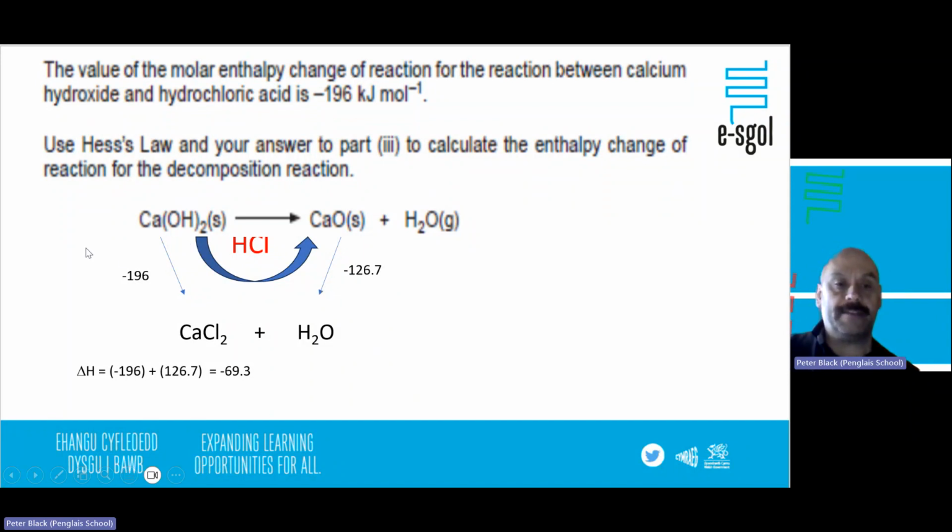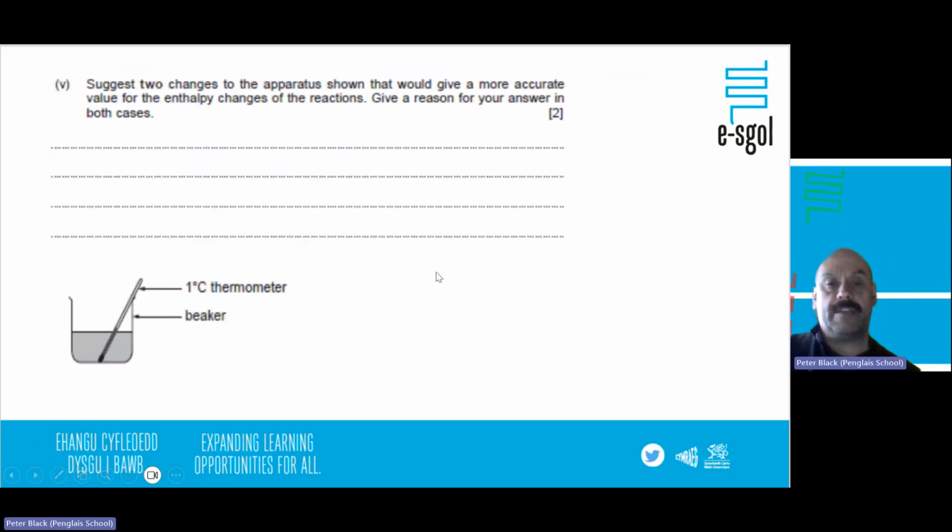Or, mathematically, we could have written this as that's exactly the same thing. Okay, remember when you go against an arrow, you take away the value. Okay, although there's a little printing error there because that should be minus 126.7. So apologies on that. Okay, so that was the calculation done, and then just very quickly it talks about the improvements we can make to this experiment and to give a reason.